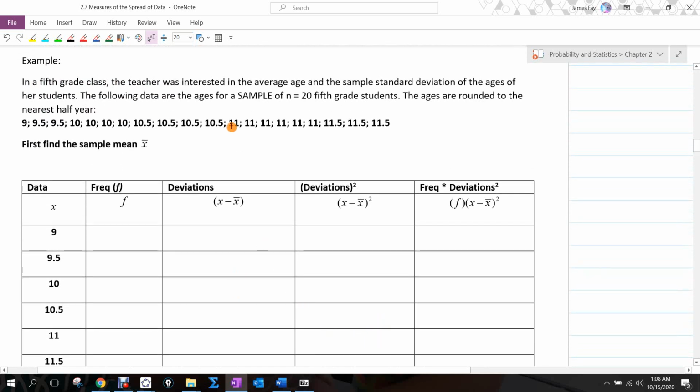But what we've got here is that in a 5th grade class, the teacher was interested in the average age and the sample standard deviation of the ages of her students. The following data are the ages for a sample of 20 students. The ages are rounded to the nearest half year. So I go through here, and I'm just going to count my frequency.